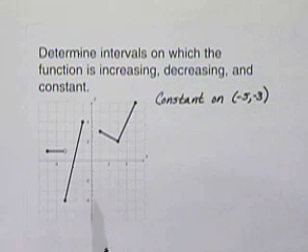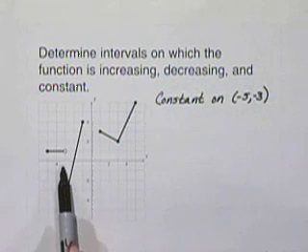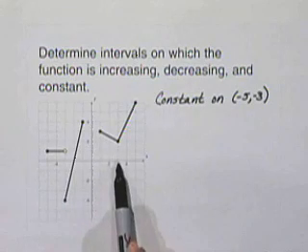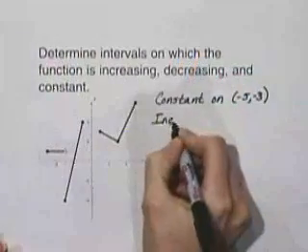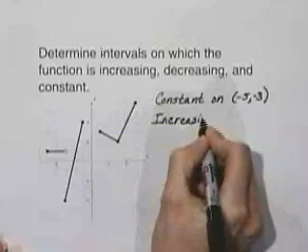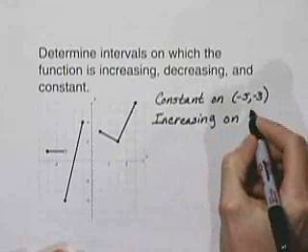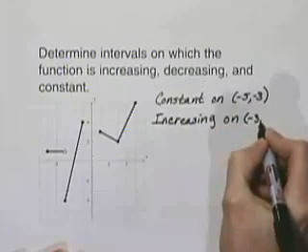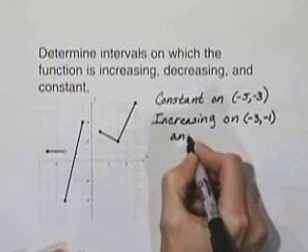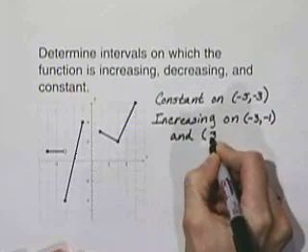We see that the graph rises on two intervals. They're -3 to -1 and also from 3 to 5. So which term would you use to describe the graph on these two intervals? Would you say increasing, decreasing, or constant? Since the graph is rising, it would be increasing on those intervals. Good. So we would say the graph is increasing on the intervals -3 to -1 and on the interval 3 to 5.